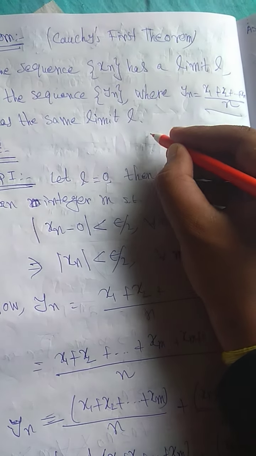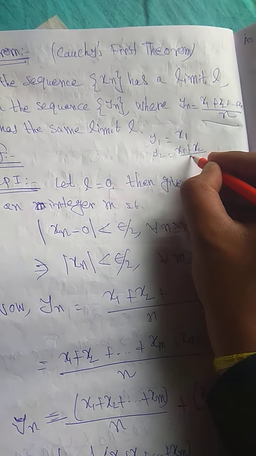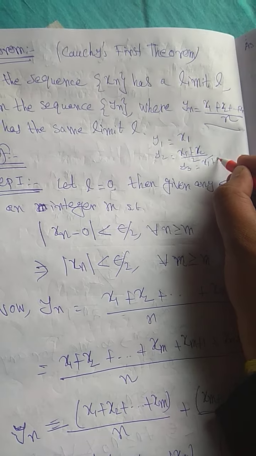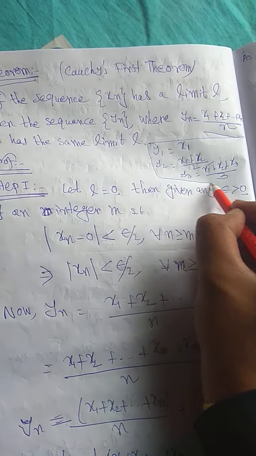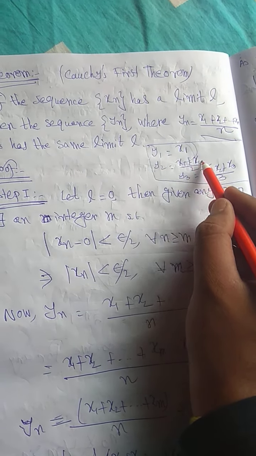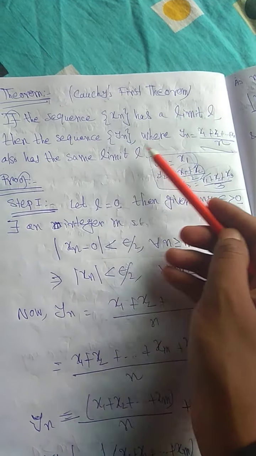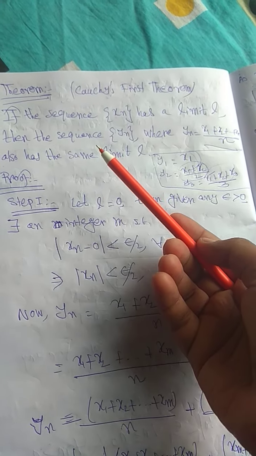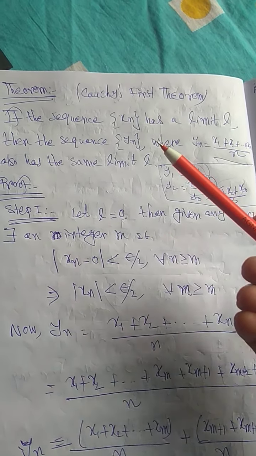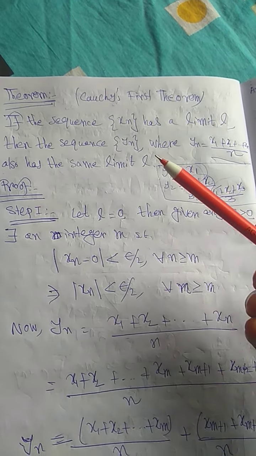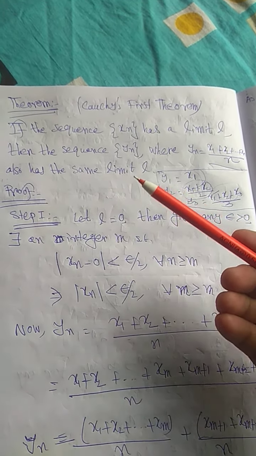Now, how does this sequence look like? The first member y1 is x1. The second member y2 is (x1 plus x2) by 2. The third member y3 is (x1 plus x2 plus x3) by 3. So these are the elements of this new sequence yn, and this is the structure of the new elements, the arithmetic mean. So if xn converges to L, then the arithmetic mean also converges to the same limit L. And as a corollary of this theorem, we can say that the geometric mean also converges to L.